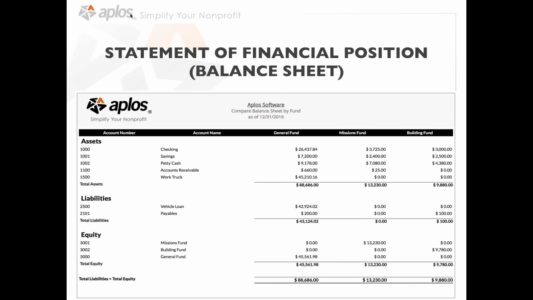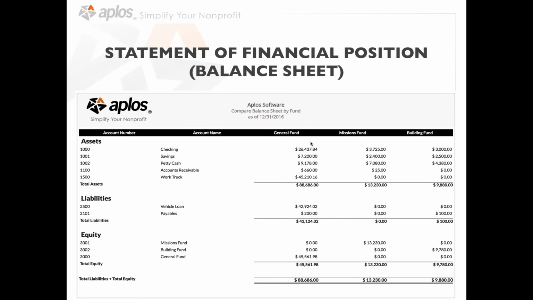So in a fund accounting system, we're using an example from Aplos because we're shameless and we want to do it. Here are our three funds: general, missions, and building. If I've been tracking these funds, I would be able to get to this and see, in the middle column, the general fund, I have $26.5 thousand in my checking account, shaded the color of the general fund. So that is $26.5 thousand that is dedicated to my general fund.